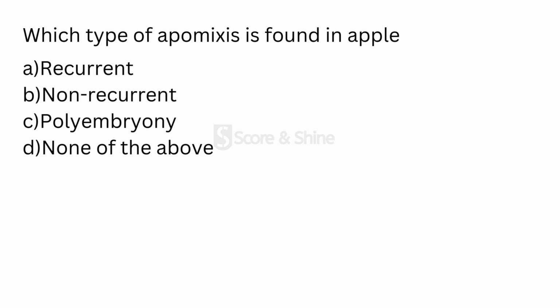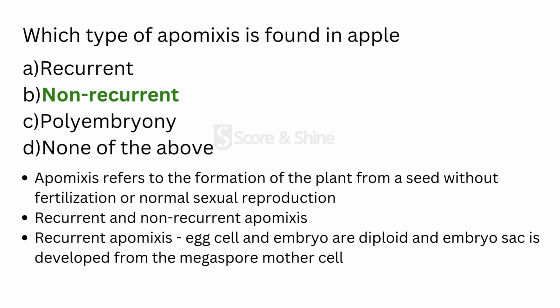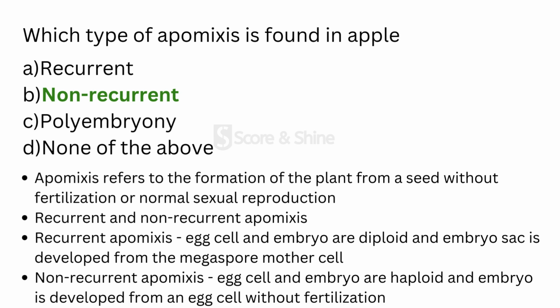Next, which type of apomixis is found in apple? So it is non-recurrent. So here, apomixis refers to the formation of the plant from a seed without fertilization or normal sexual reproduction. It is of two types. One is recurrent and the next is non-recurrent apomixis. In recurrent apomixis, both the egg cell and embryo are diploid and the embryo sac is developed from the megaspore mother cell, whereas in non-recurrent apomixis, both the egg cell and embryo are haploid and the embryo is developed directly from an egg cell without fertilization.